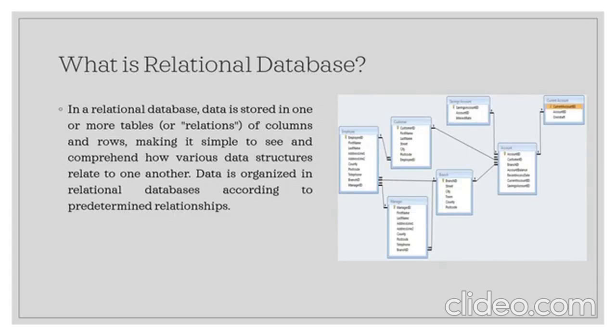What is a relational database? A relational database is a collection of information that organizes data in predefined relationships, where data is stored in one or more tables of columns and rows, making it easy to understand how different data structures relate to each other. And the relations are the logical relationships between different tables, which help us make a connection between the different tables.